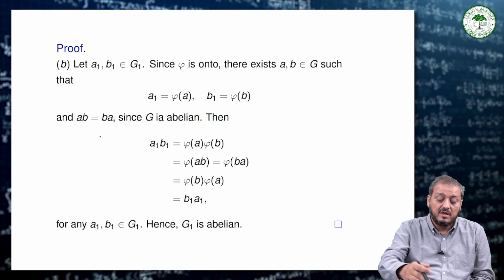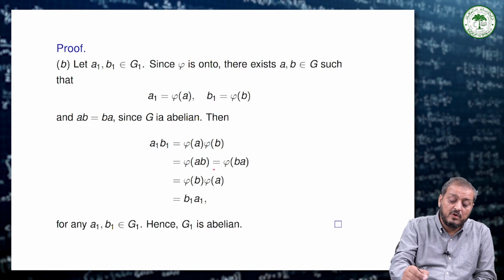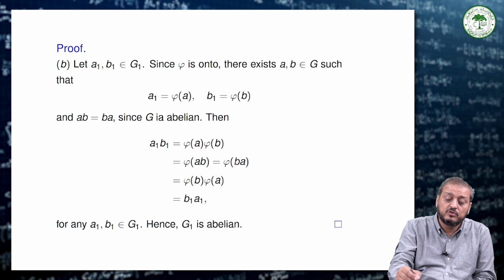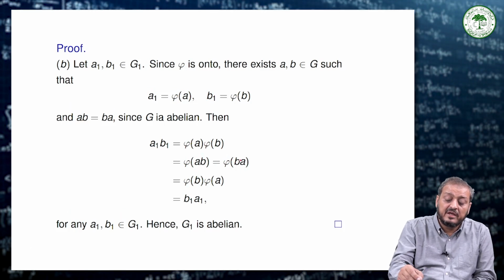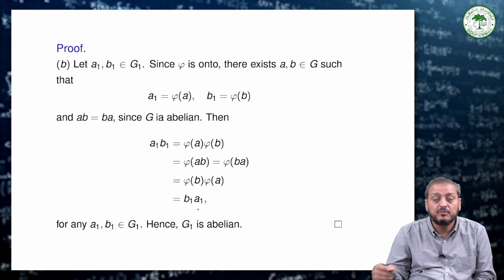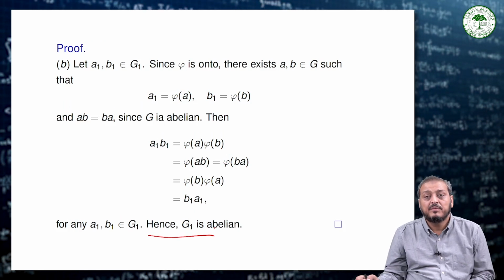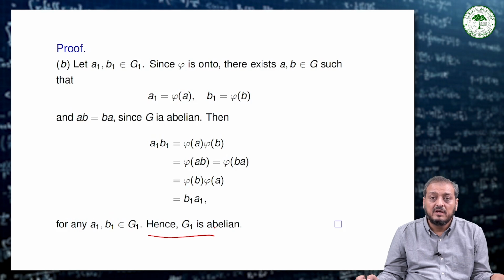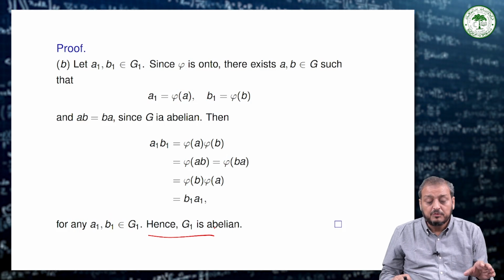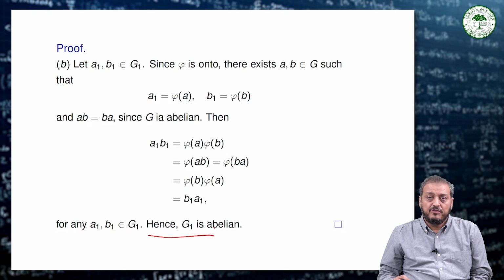So here we used the homomorphism, and we used the abelianness, the commutative condition, for G, and then again used the homomorphism, and we showed that if G is an abelian group, then G1 is also an abelian group.